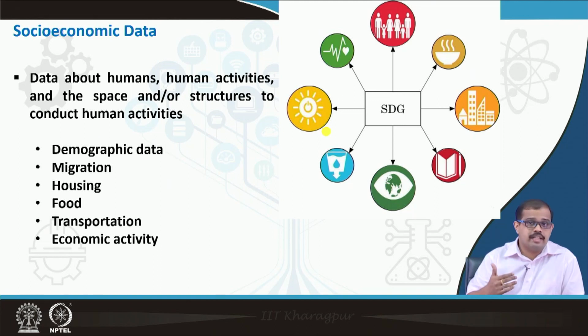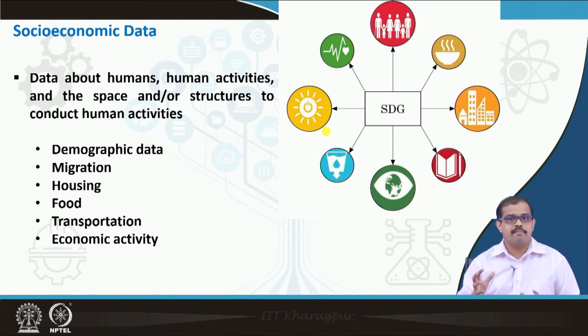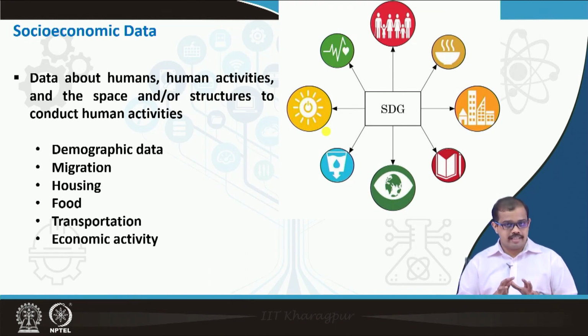The next set of data that you have is socio-economic data. It can be demographic data, migration data, housing data, food data, transportation data, economic activity data. These are data about humans, human activities, and the space and structures used to conduct human activities. This becomes extremely important in your database, so when you are collecting data, look at the socio-economic part of it.